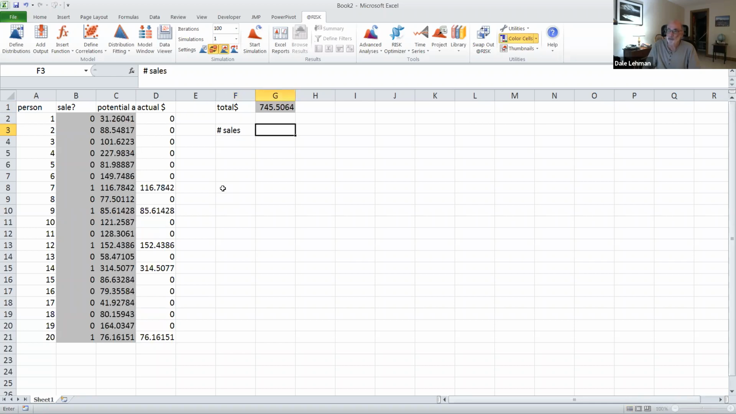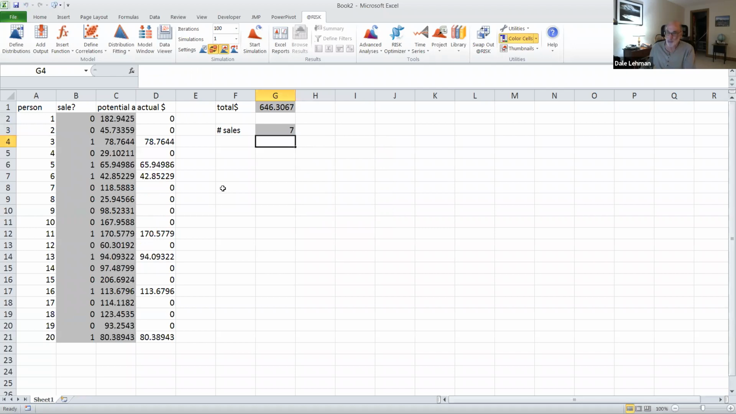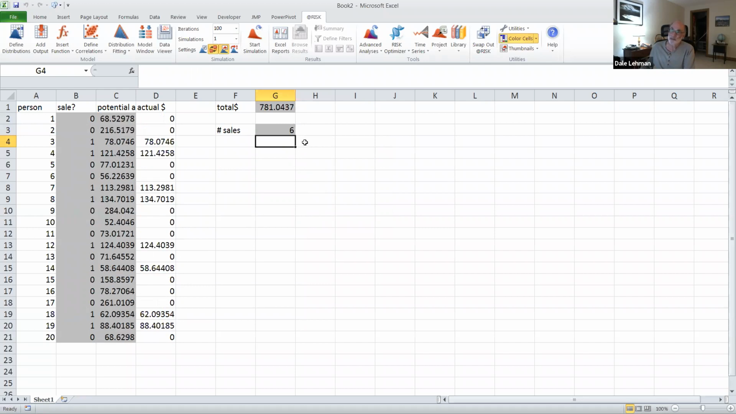The number of sales out of 20, if these are Bernoulli distributions, each person's an independent trial with a 30% chance of making a sale. We can model the number of sales out of the 20 with a binomial distribution, where we have 20 people and the probability of a sale for each person is 0.3. Now, as I press F9, you can see how the number varies. On average, 30% of 20 people would be 6 people. We don't usually get 6, we get more, we get less, but we get 6 occasionally.